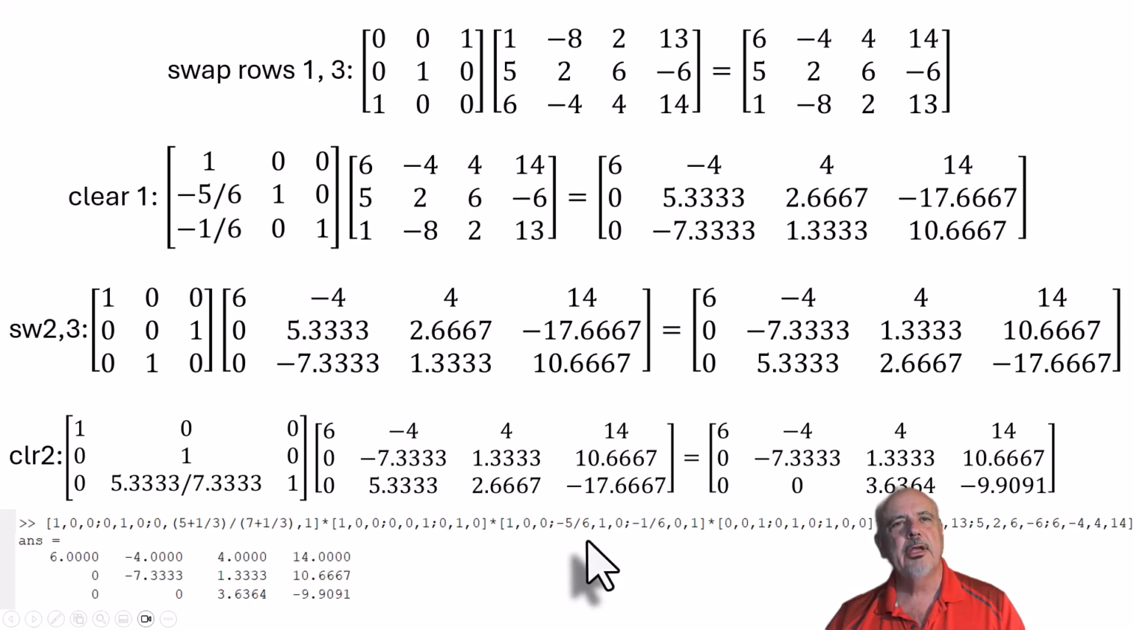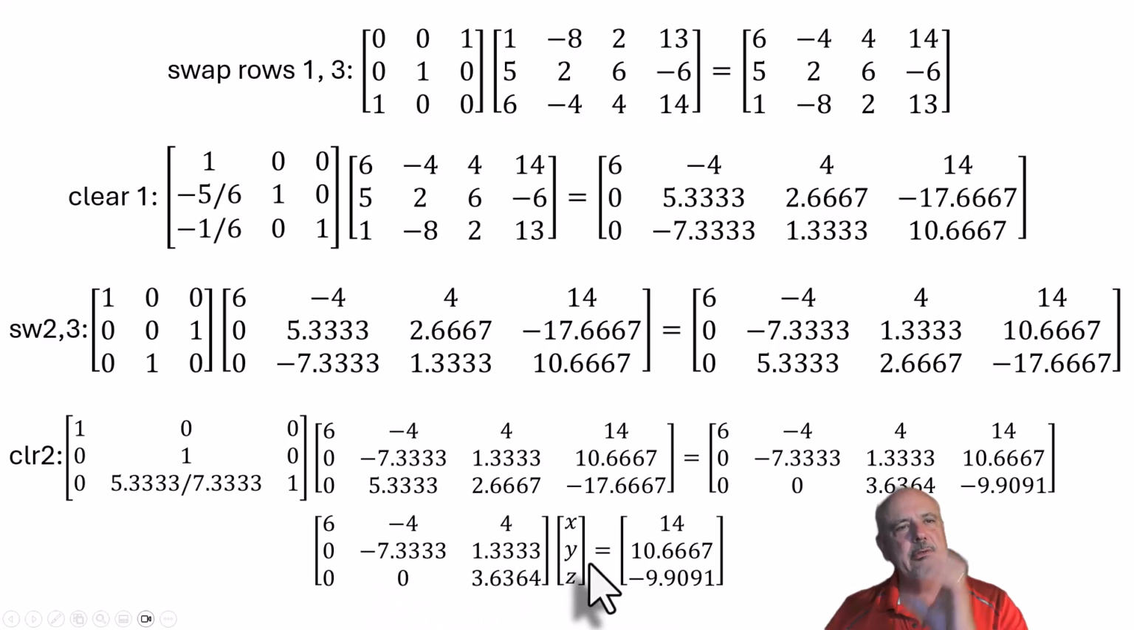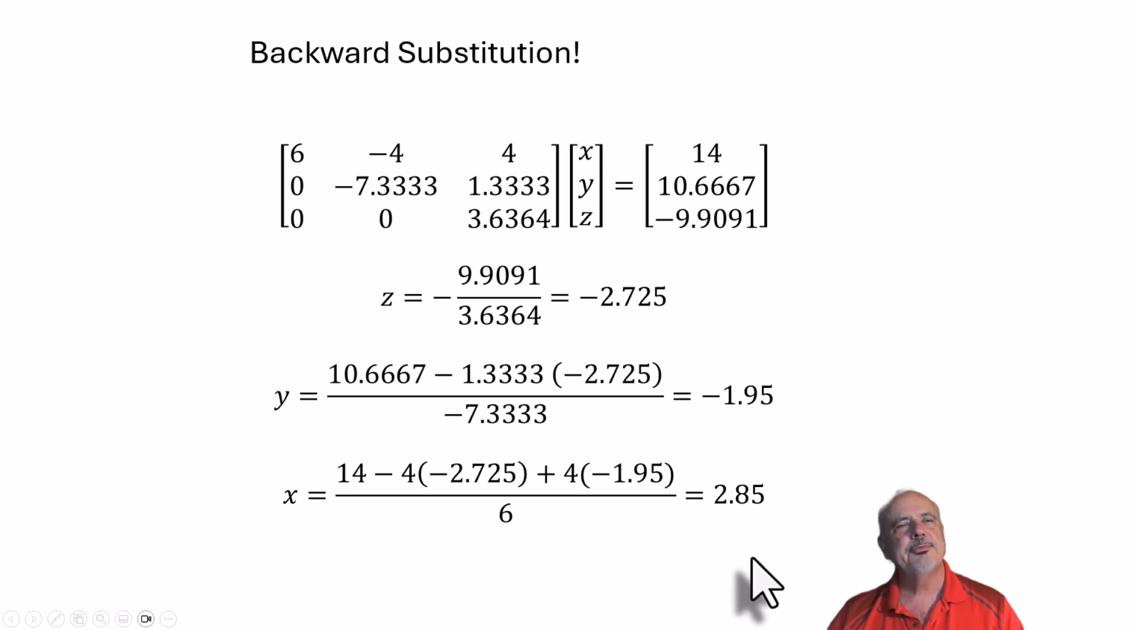And these multiplies are going towards the left, so you have to make sure you have the order right. Correct. And then swap the second and third rows, and then the last one is where I clear under the second pivot. So the order of these matrices is very important. And you see I get that final augmented matrix.